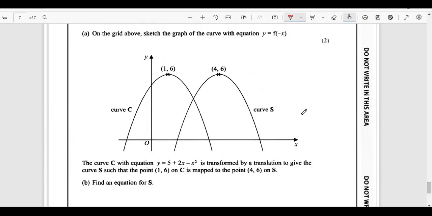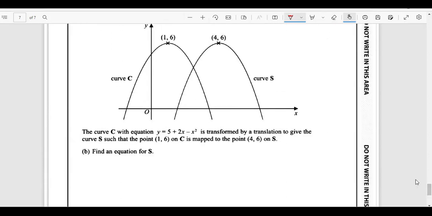Now we have two curves. The curve C with equation this is transformed by a translation to give the curve S such that the point (1, 6) on C is mapped onto the point (4, 6) on S. Find an equation for S. So your hint is that if this is the equation for C, for S it would be this, but there would be some minor change according to the translation.